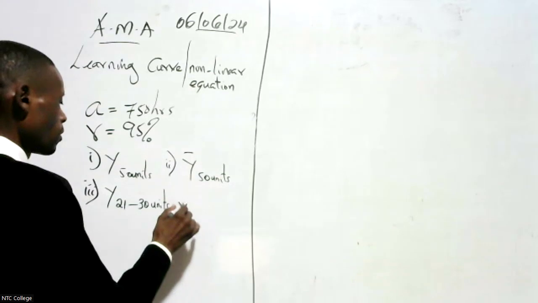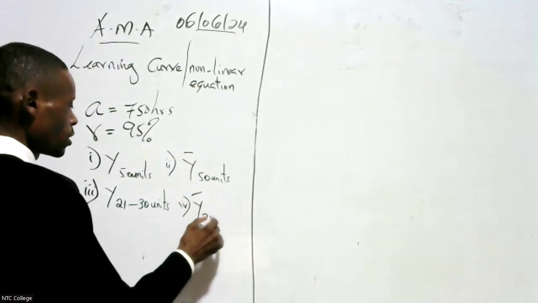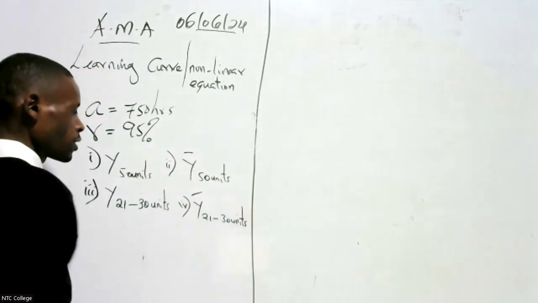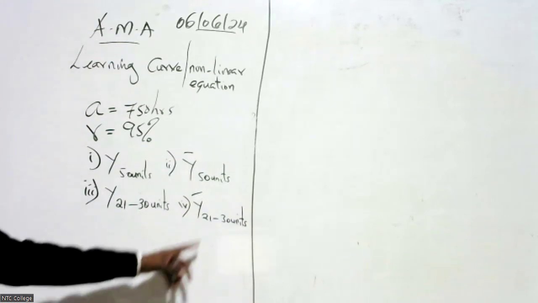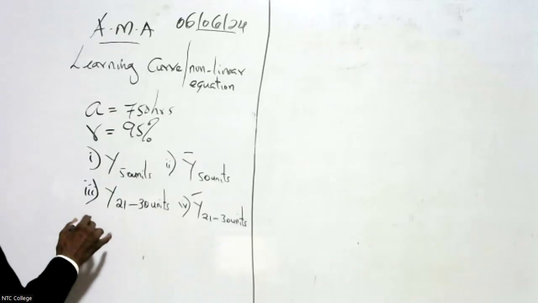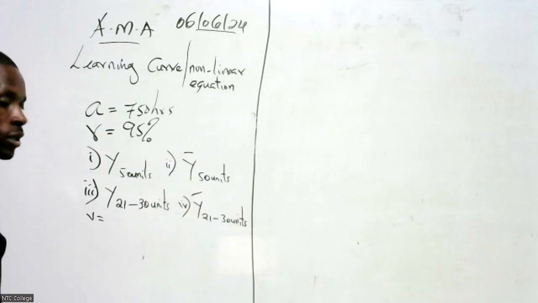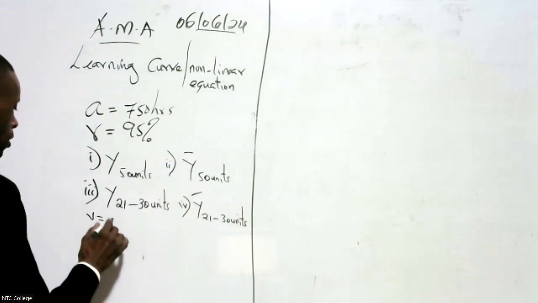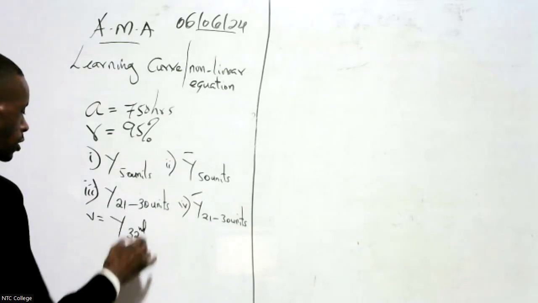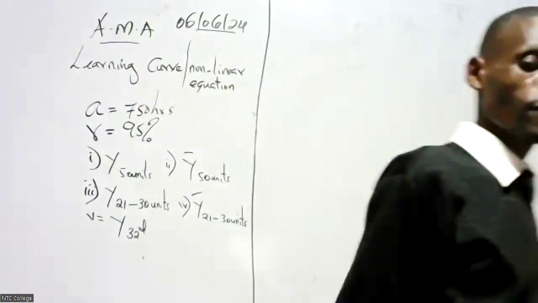Roman 4, average time to produce units 21 to 30 units. Roman 5, the last one, time taken to produce the 30th unit.